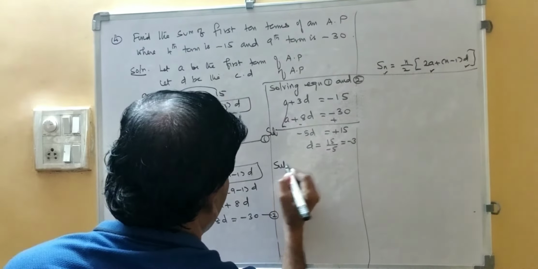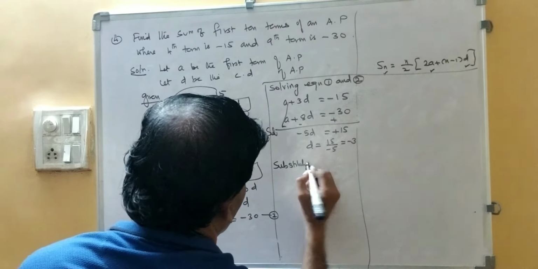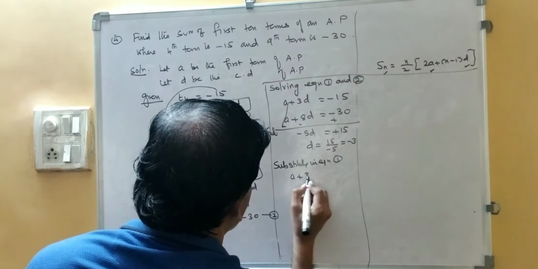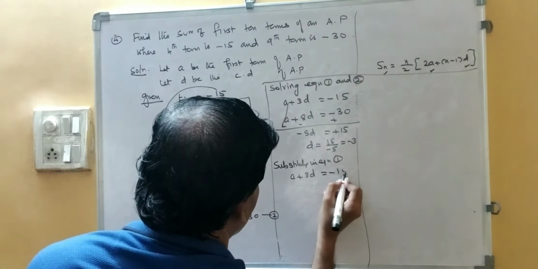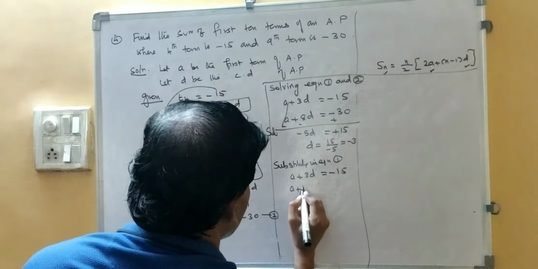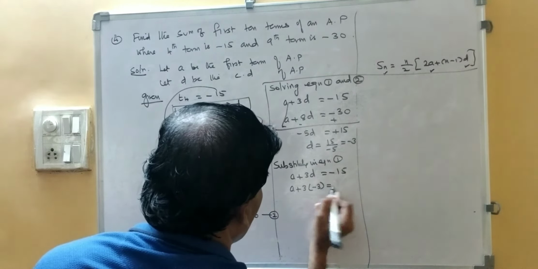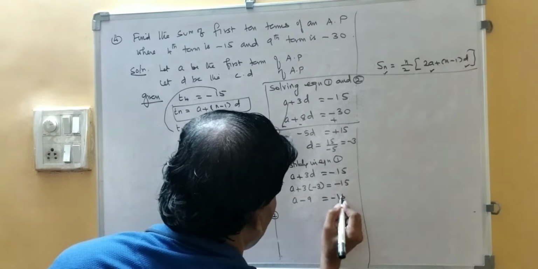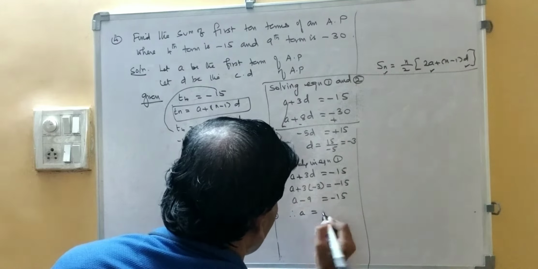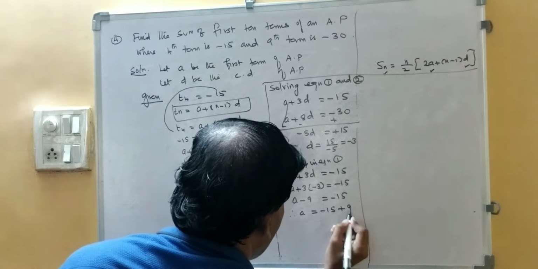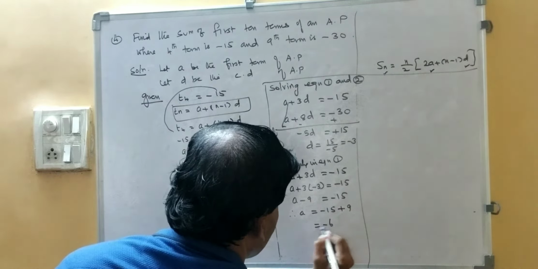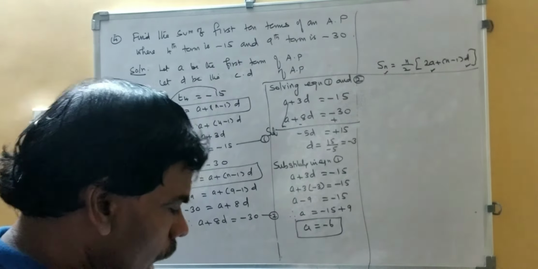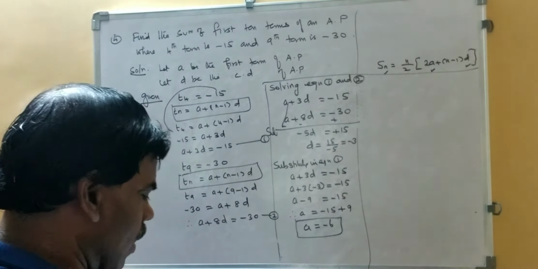Now substituting in equation 1. What is that? a plus 3d equal to minus 15. So a plus 3 into minus 3 equal to minus 15. a minus 9 equal to minus 15. Therefore, a equal to minus 15 plus 9 is equal to minus 6. So, you have got d equal to minus 3 and a equal to minus 6.